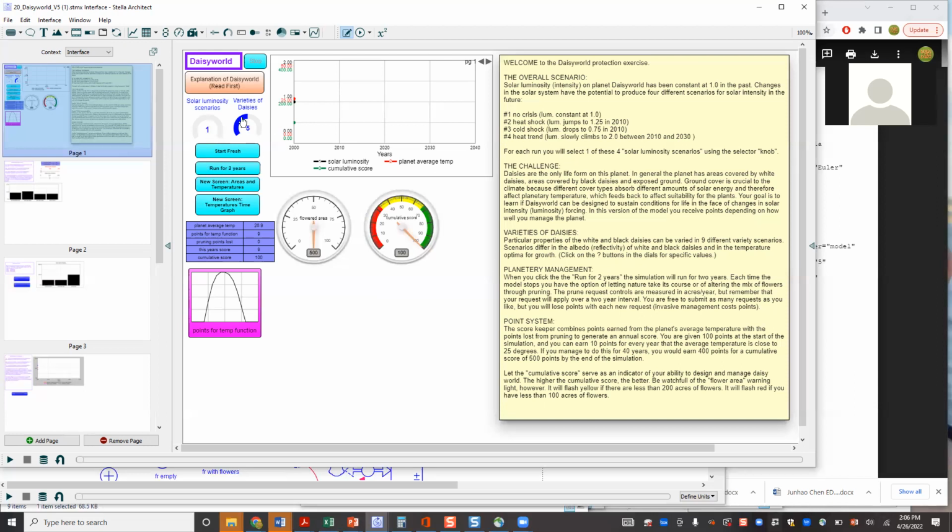These two dials here vary 2 different kinds of scenarios. The first one controls which of these light scenarios we're doing. So if this says 1, it means we're in a no crisis situation where we have constant temperature of 1, a luminosity of 1. But you can see, you can click on this. Oops, it's not going to work unless I go to the play mode. Right, so we're in edit mode right now.